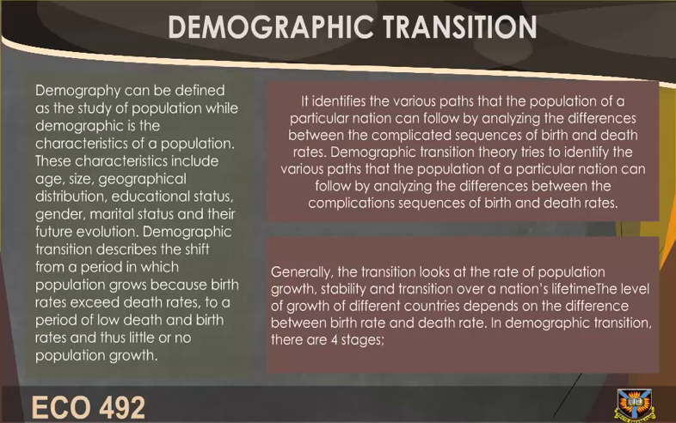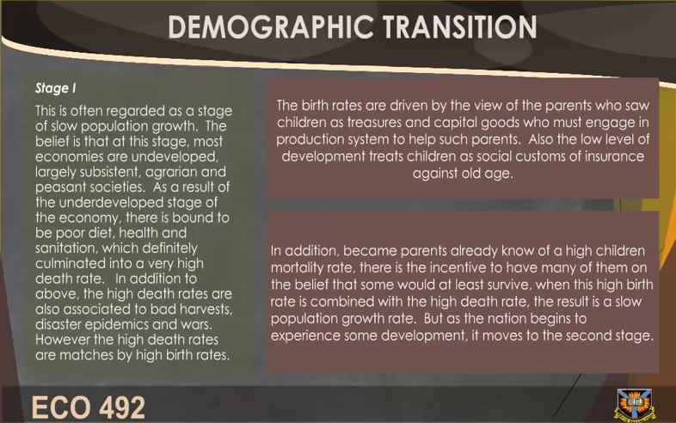In demographic transition, there are 4 stages. Stage 1. This is often regarded as a stage of slow population growth. The belief is that at this stage, most economies are undeveloped, largely subsistent, agrarian, and peasant societies. As a result of the underdeveloped stage of the economy, there is bound to be poor diet, health, and sanitation, which definitely culminated in a very high death rate. In addition to the above, the high death rates are also associated with bad harvests, disaster, epidemics, and wars.